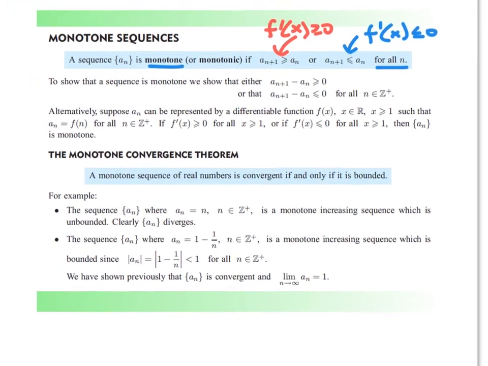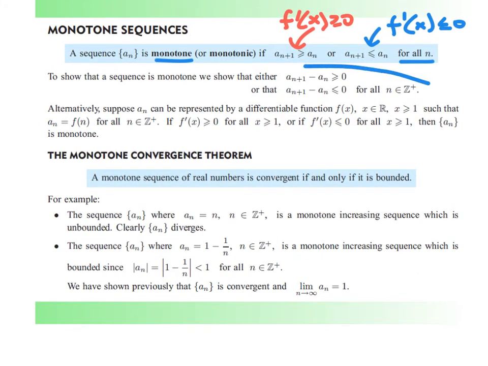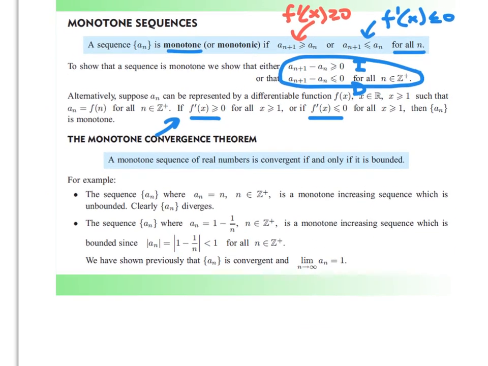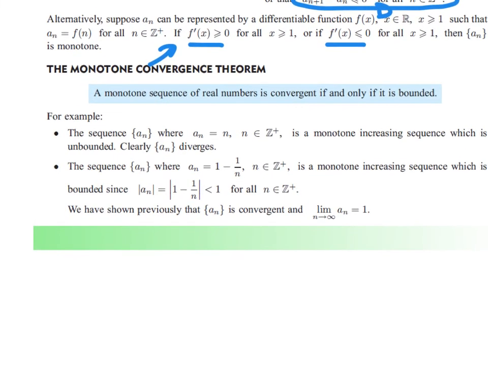So to show that a sequence is monotonic, you just do what we just did. Either show that a sub n plus 1 minus a sub n is greater than or equal to 0, aka increasing, or the opposite, aka decreasing, or alternatively, this is just the derivative method, right? Monotone convergence theorem: a monotone sequence of real numbers is convergent if and only if it's bounded. So it's got to then be bounded if it's monotone, and then you have a convergent sequence.